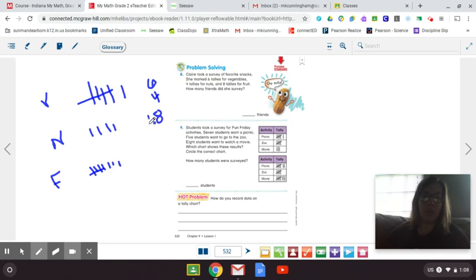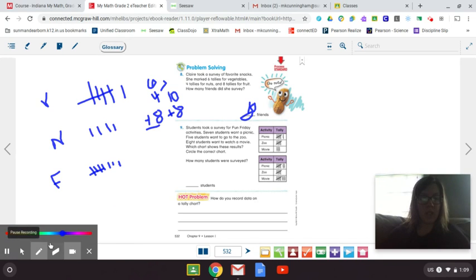Do 6 plus 4 first. What is 6 plus 4? 10. So I'm going to draw my little caret here and say that's 10. And then we know that 10 plus 8 equals 18. So that means how many friends did she survey? 18, okay? So I'm going to write 18 over here. Ooh, Mrs. Cunningham's handwriting is so good.